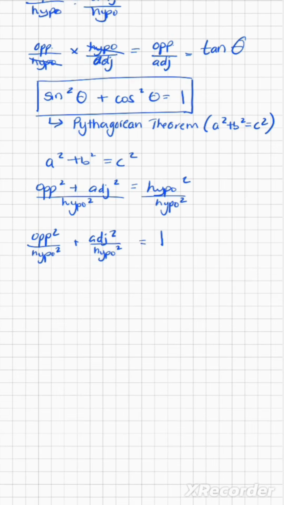Now, what is this? Opposite side over hypotenuse, that is just the sine square. And you have the adjacent over the hypotenuse. What is that? That is the cos square. And here you have 1. You see how it is all connected.